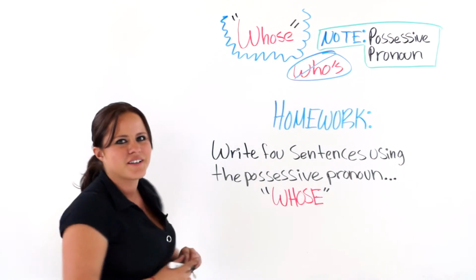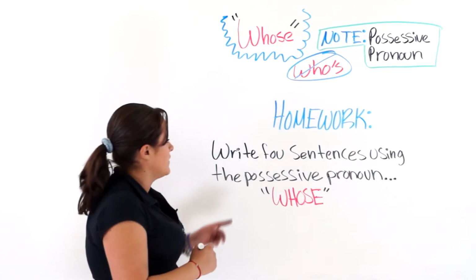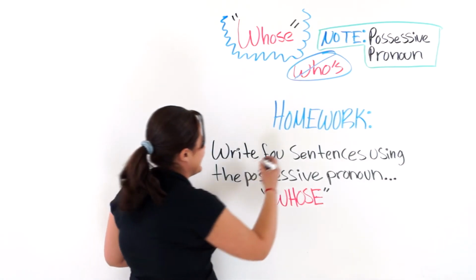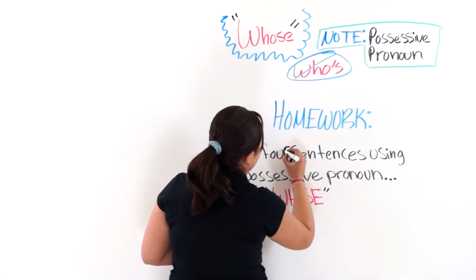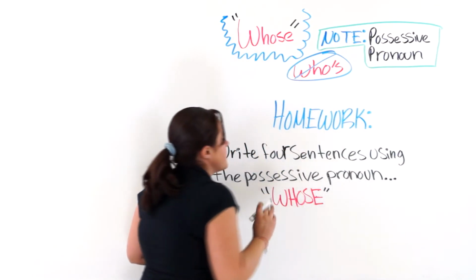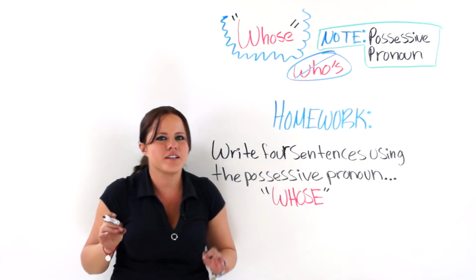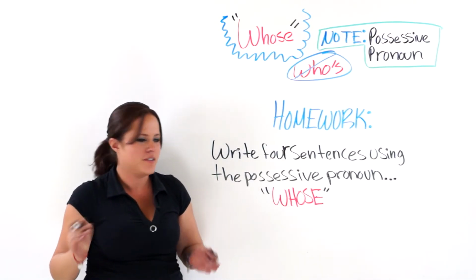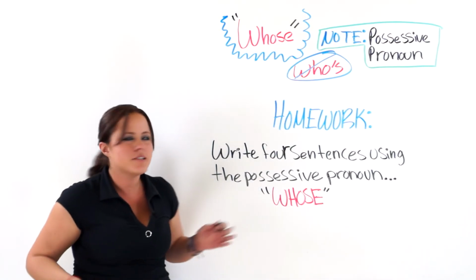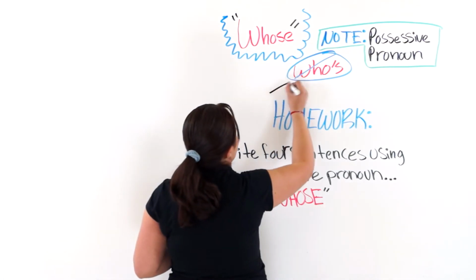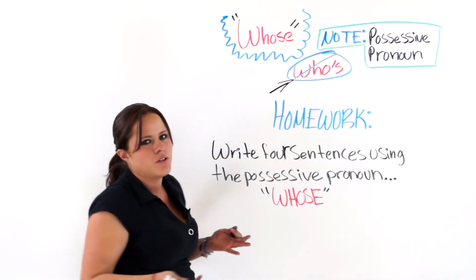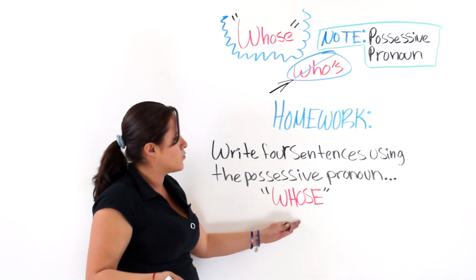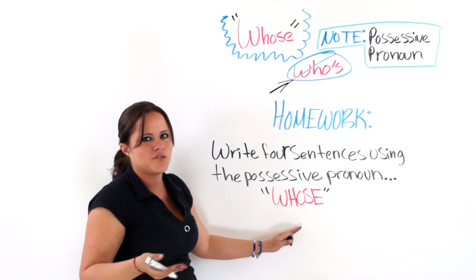For homework, you are going to write four sentences, I forgot the R here. I'm sorry. Well, that's an R. Four sentences using the possessive pronoun whose. Remember not to confuse this possessive pronoun with this contraction here. Who's, who is, who has. No, whose, possessive pronoun, not contraction.